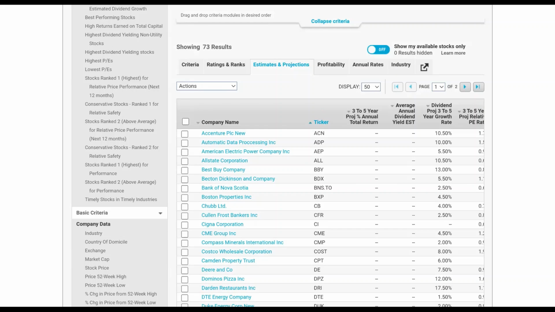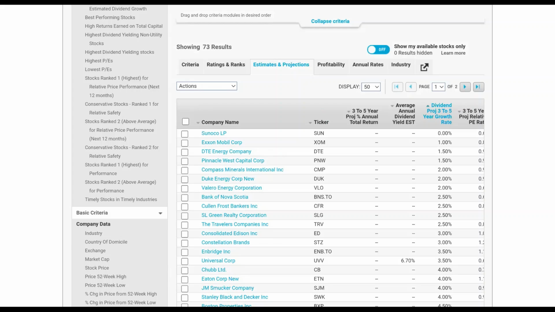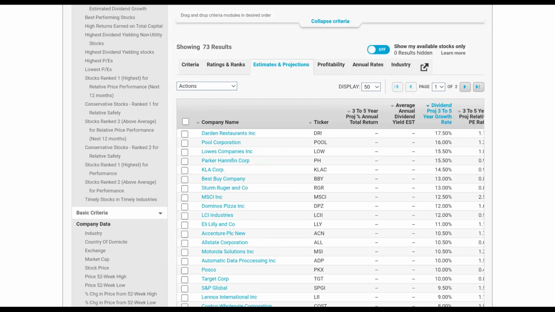And then let's see who's going to be growing the dividends the most. So I click on that once and it'll go low to high. I click on it a second time and these are the highest growers. So Darden Restaurants, Pool Corp, Lowe's, Parker Hannifin, these guys are showing the highest dividend projected growth.